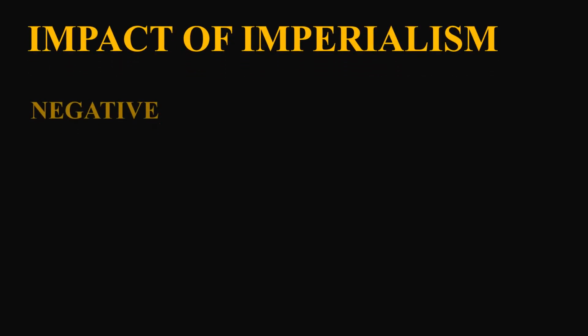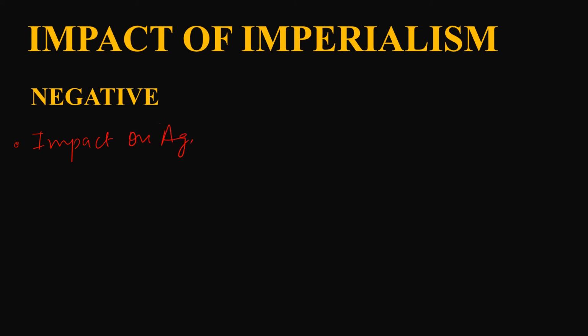Let's move to the negative impact of imperialism. So the first was impact on agriculture. Agriculture, okay. How? See, any country which is into agriculture, we all knew that most of the ancient civilizations also had the agriculture. Now agriculture was actually the source of earning for them, but the colonies were actually forced to grow commercial crops.